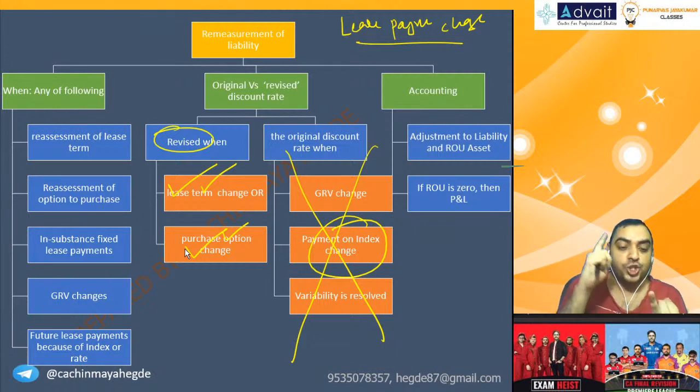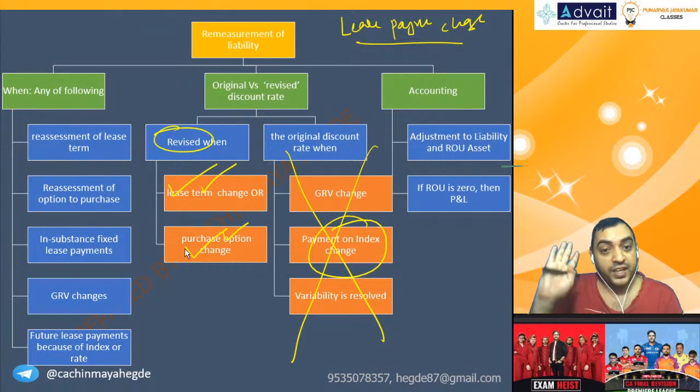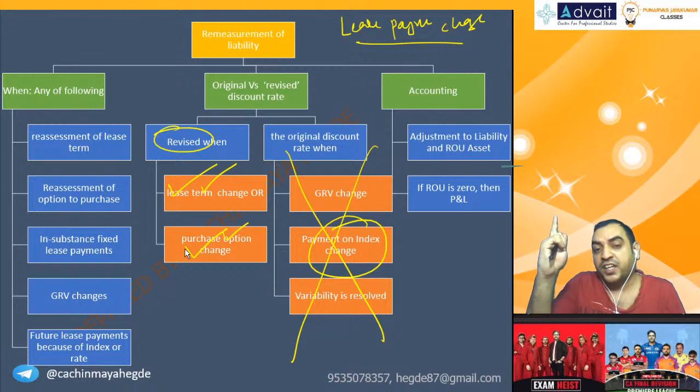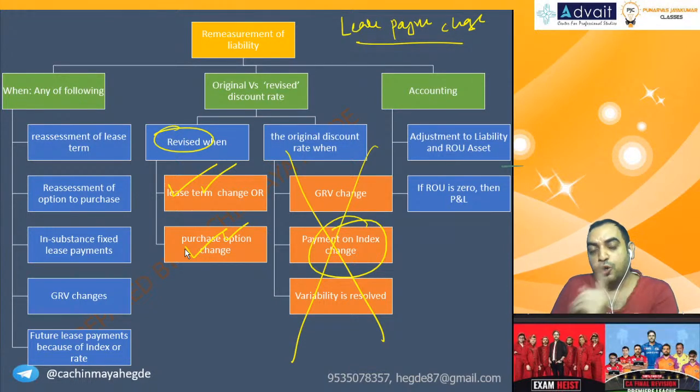Change in scope, change in price is lease modification. You take the revised rate. Estimate change will come to lease remeasurement. And in case of lease remeasurement, in two cases you take the revised rate: one is lease term change and the other is purchase option change. Only two reasons, plus one reason, lease modification, you go for the revised rate. For everything else you go for the original rate.